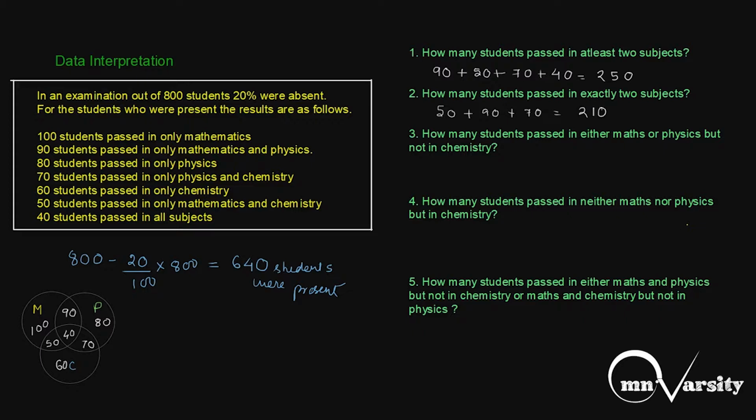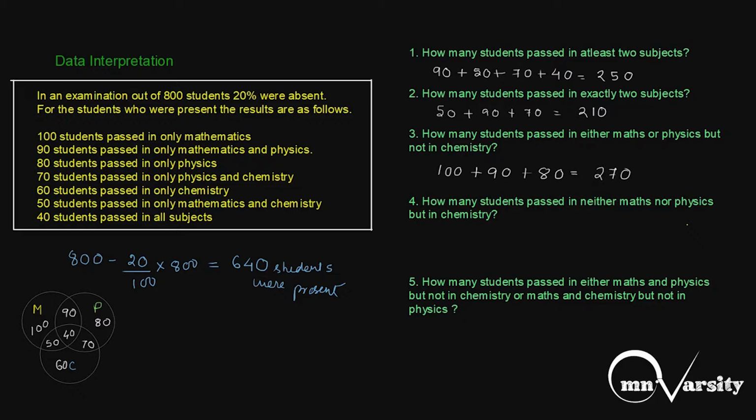The next question is, how many students passed in either maths or physics but not in chemistry? So we are going to take the intersection of maths and physics, and the students who passed in only maths and the students who passed in only physics, leaving the entire circle of chemistry aside. That would give us 100 plus 90 plus 80, which is equal to 270.